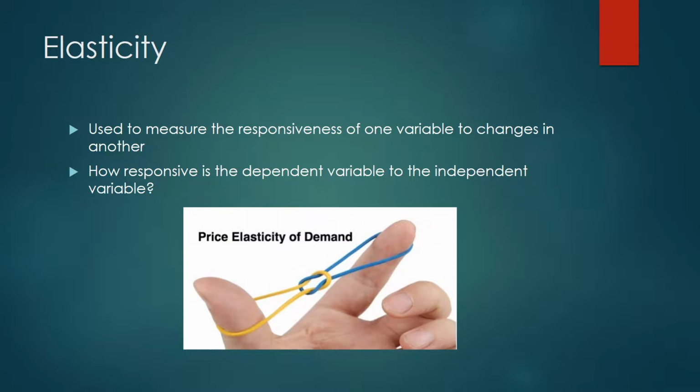We're going to use this to measure the responsiveness of one variable to some kind of change in another. In this first video, we're going to focus on price elasticity of demand. So we're going to be looking at how much quantity demanded changes based on the change of price of that good. More generally though, these two statements are true of elasticity in general. We're asking how responsive is the dependent variable to the independent variable. So if the independent variable changes, how much will that cause the dependent variable to change?